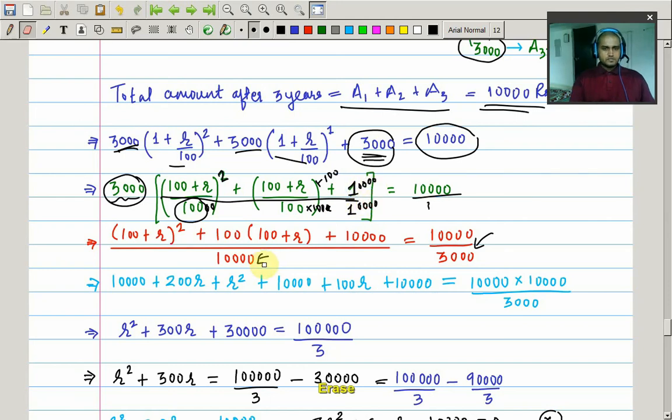So the LCM comes to 10,000. This thing remains as it is in the numerator. This thing I have to multiply with 100, so I have done it here. And instead of 1, I have written 10,000.